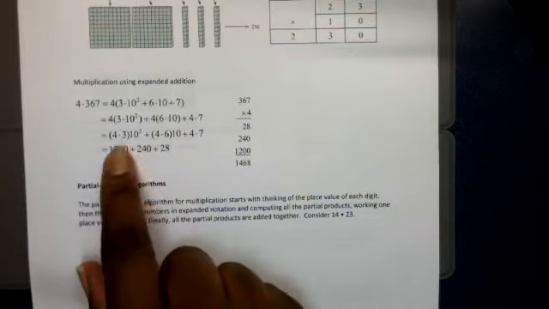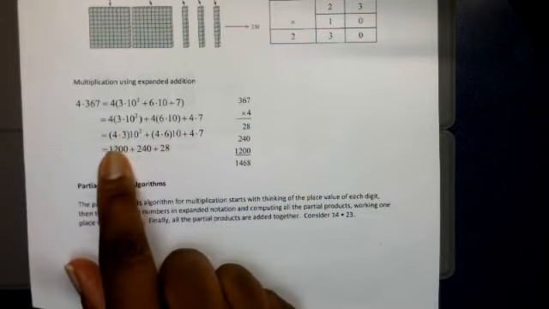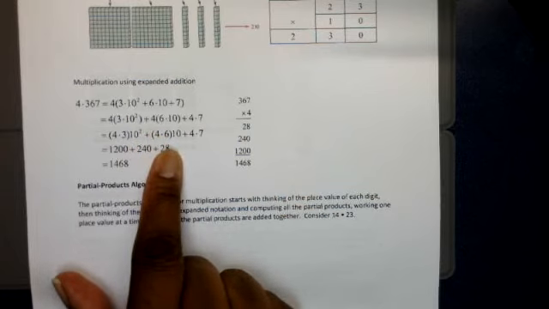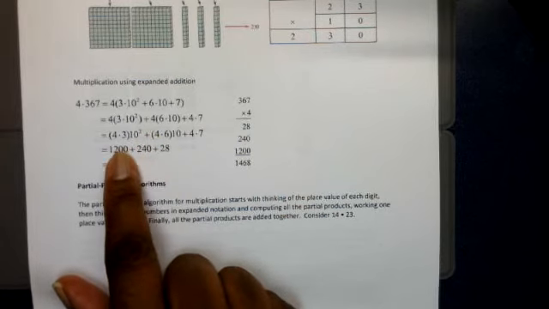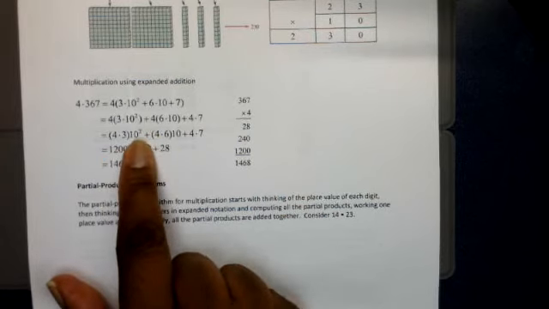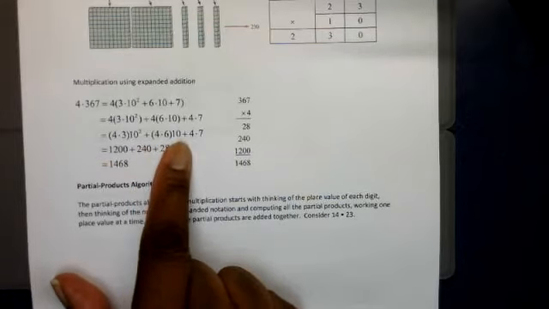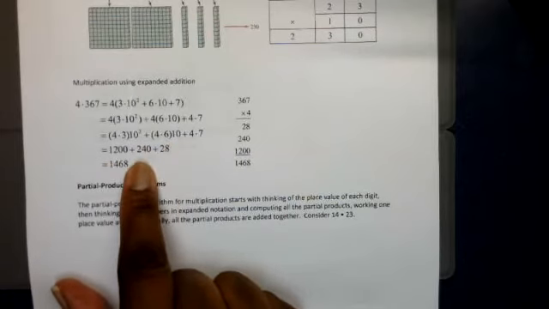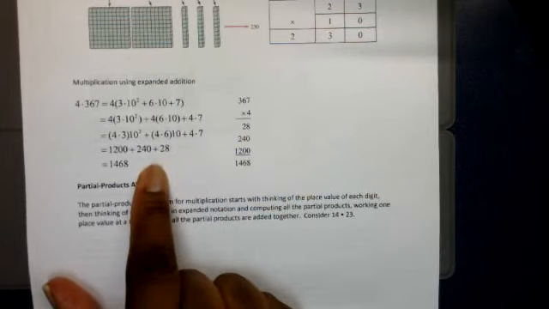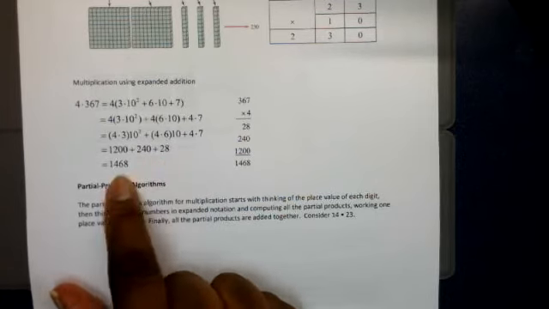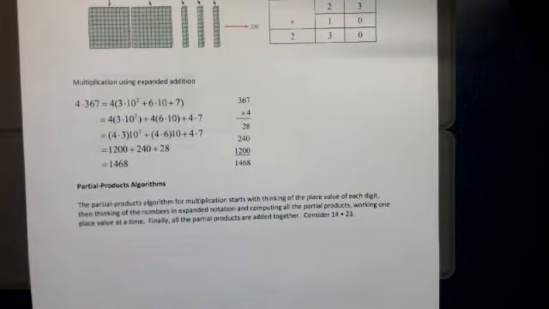Now they use the associative property here to group the 4 times 3 and then group the 4 times 6. Well, 4 times 3 is 12 times 10 squared will be 1200. 4 times 6 is 24 times 10 will be 240. And then, of course, 4 times 7 is 28. Add those partial products together, you'll get 1468 for 4 times 367.